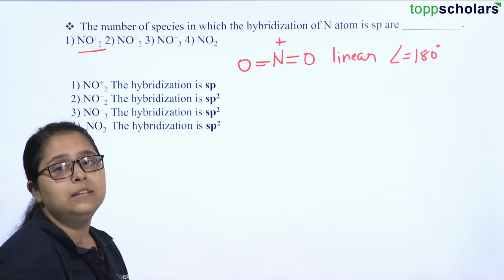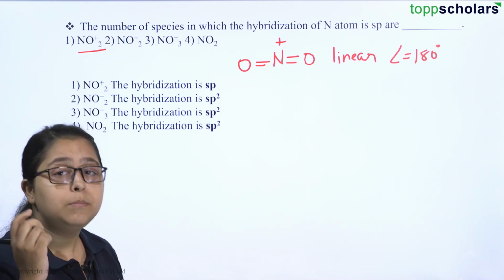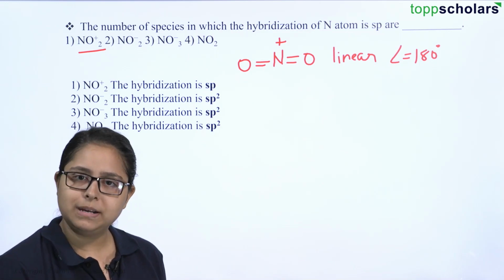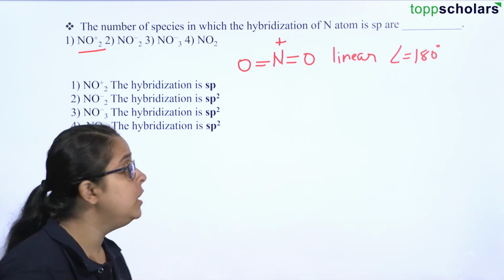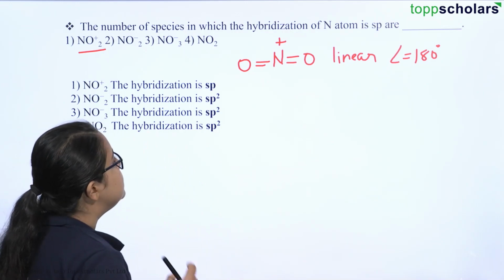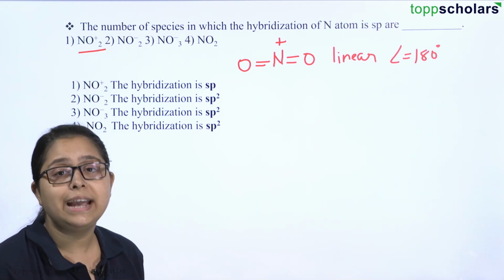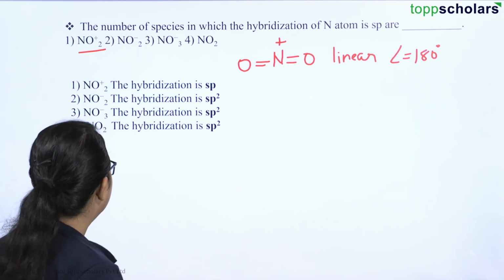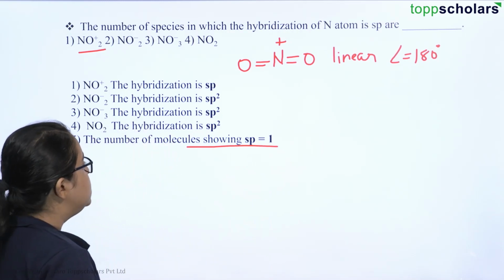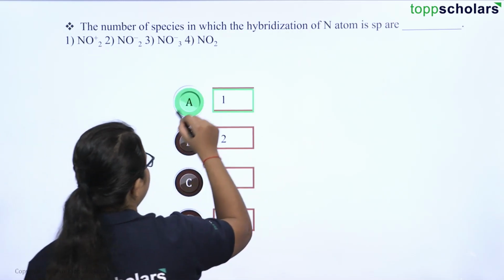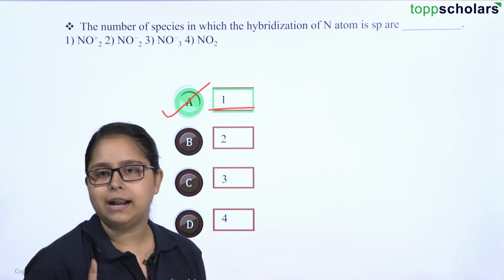Okay. And there is participation of one s and one p orbital. Hence the percentage s character is 50% and percentage p character is also 50%. So this NO2 plus is the only molecule given to us in the question which is having sp hybridization. The number of molecules showing sp hybridization is 1. Therefore, the correct answer will be option A, which says only one molecule is having sp hybridization.